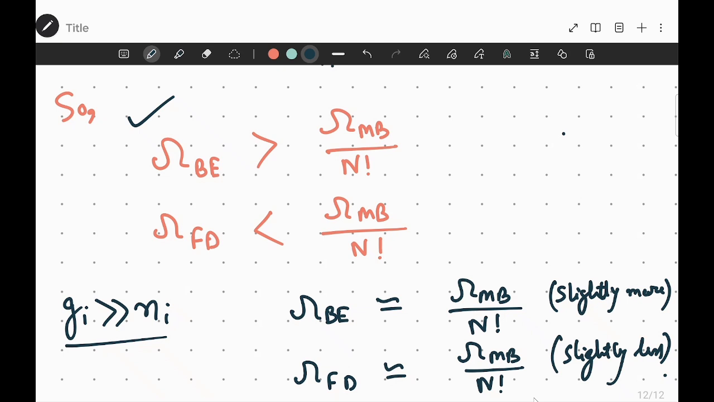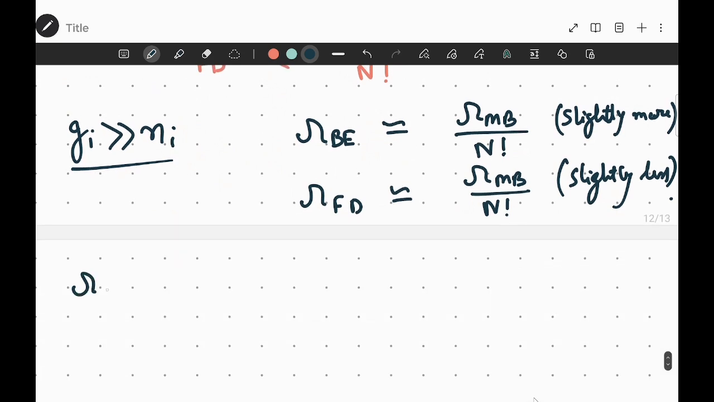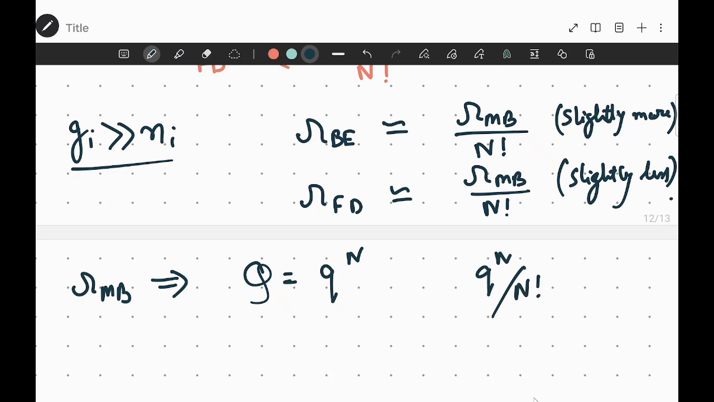That's why in the case of the classical limit, you can write this equation for a Maxwell-Boltzmann particle. For Maxwell-Boltzmann, the capital Q should be q to the power n. But for the classical limit, if you divide it by n factorial, it will be equivalent to Bose-Einstein or Fermi-Dirac. That's why we divided by n factorial.